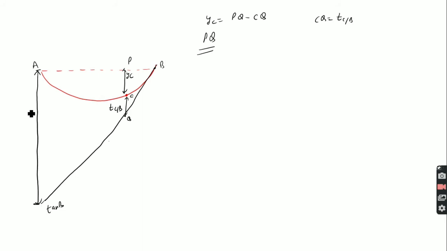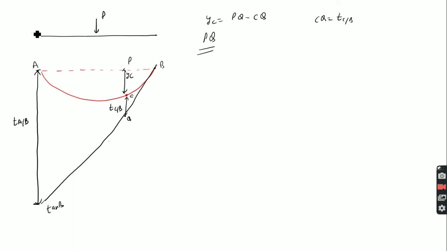So observe it carefully. This distance is giving us the deviation or distance of point A from tangent at B. So I can write it as TAB, right? So this is TAB. Now I want to find out this PQ. So I will draw this triangle here.